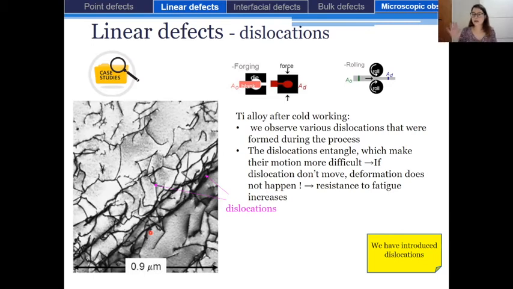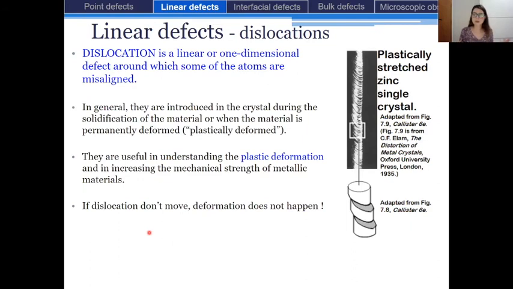But in fact, we use this process to control the number of dislocations in order to have a titanium implant that will have a good resistance to fatigue due to this entanglement of dislocations. So we introduced dislocations, and we saw a very nice example of how they are used for the benefit of the application. So now let's understand a little bit more about dislocations.